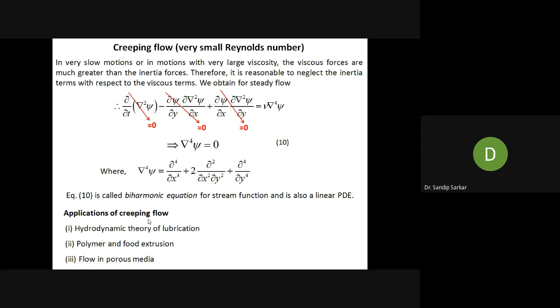Okay, understood? What do you mean by creeping flow? Suppose you have a bacteria, how the bacteria is moving. Those kinds of motion are called creeping flow motion.